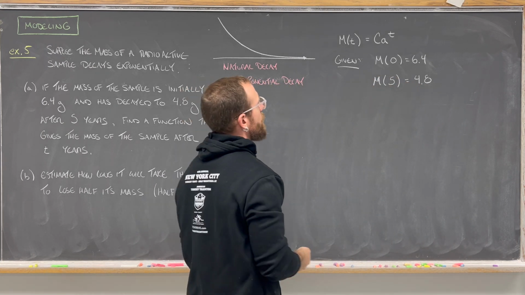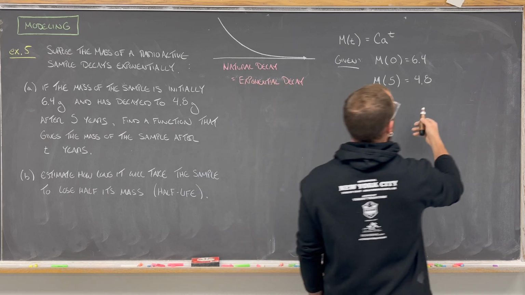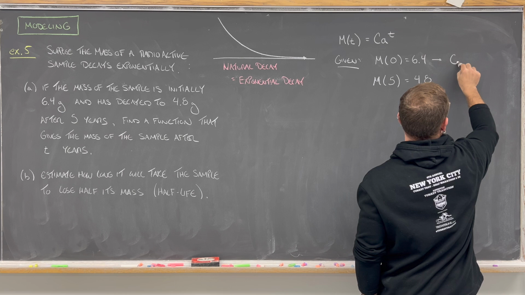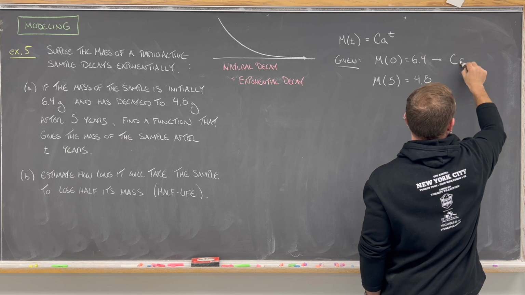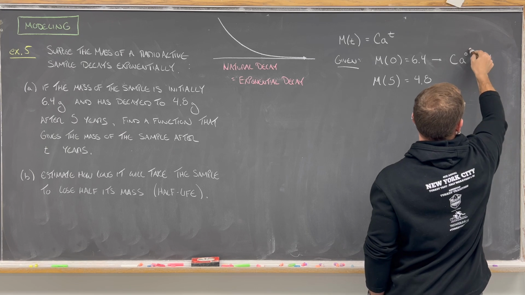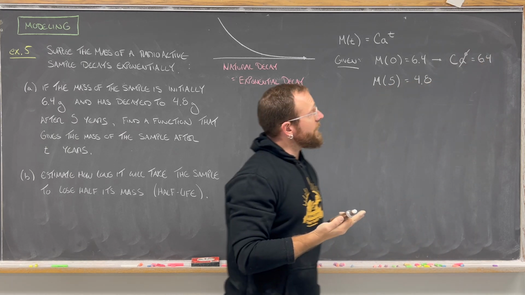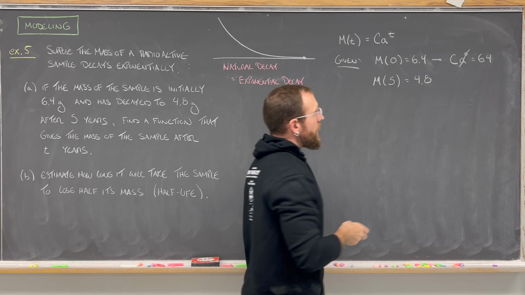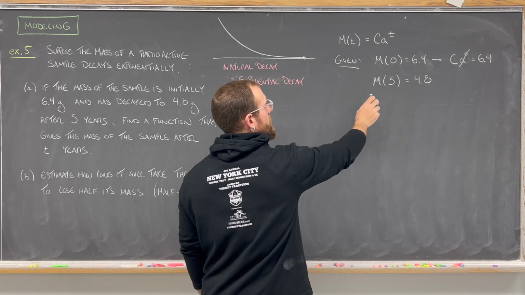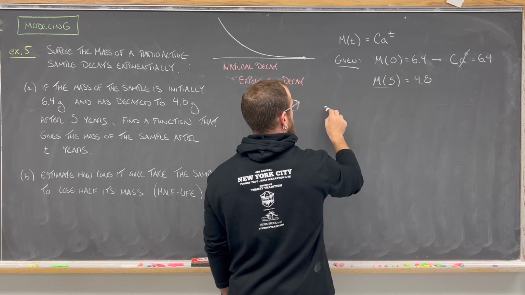And now it's very similar to the last question. I need to figure out what c is. Well, this first sentence right here, m of 0 equals 6.4, essentially tells me the value of c. It says that c times a to the 0 is 6.4. And knowing that a to the 0 is 1, I know that c is 6.4.